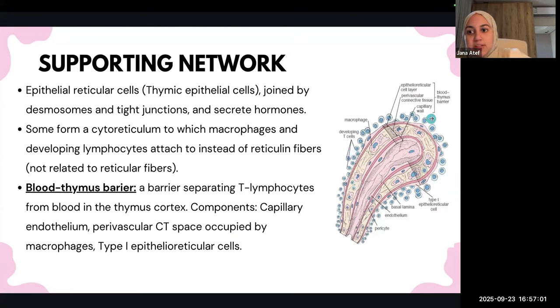Okay. So the blood-thymus barrier: the capillary wall, the perivascular connective tissue, which has macrophages, and the epithelial reticular cell layer. Big words, like I said, just memorize it. It has macrophages, it has capillary endothelium, it has epithelial reticular cells. Okay, does that make sense? Is that easy? I know it's a bit hard because of the names, but as a concept, do you guys get it?